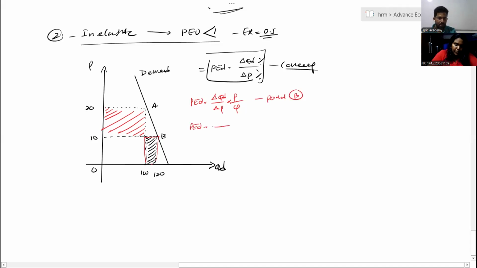Delta QD means the difference between the two quantities. Delta P is just 20 minus 10, isn't it? Yes. Price changes by 10. We are going to take point B. The point B price is just 10 rupees. Quantity is just 120. Right. Now we are going to calculate PED, and it works out to 1 divided by 6, which is 0.16.